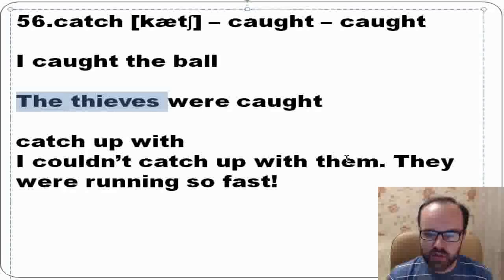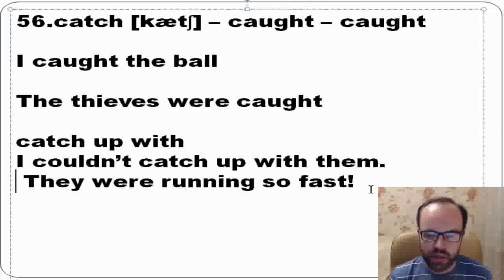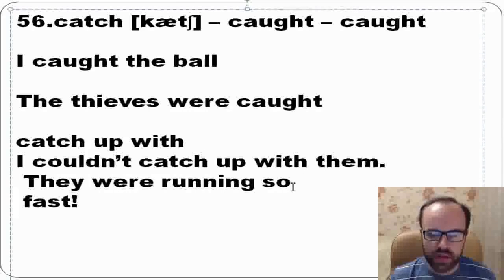They were running so fast. It means that I was running after them and I was running slowly, and so I couldn't run so fast.